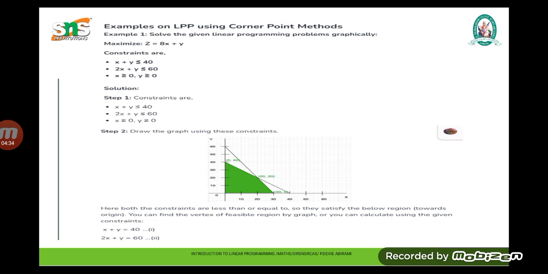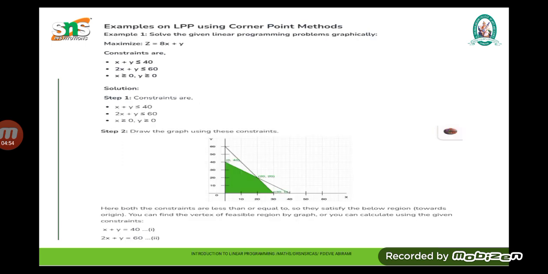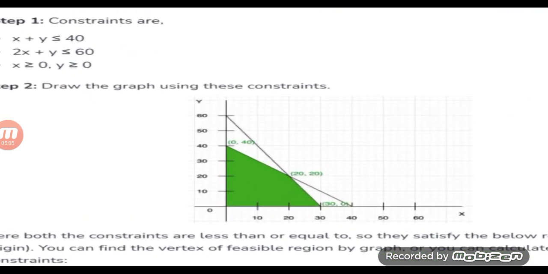That is, x plus y equals 40 and 2x plus y equals 60. First, we substitute x equals 0 in equation 1 and find the value of y. Similarly, we substitute y equals 0 and find the x value. So that our point is 20, 20. I have plotted my constraint as 20, 20. By substituting in my second equation, I have plotted my graph as 20 comma 20, 30 comma 0, 0 comma 40. So these are the points of the given equations.